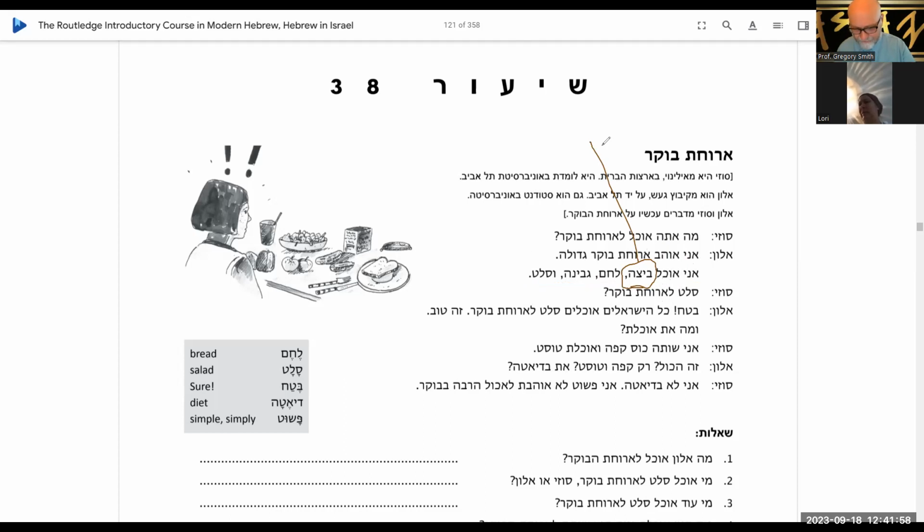Let's see here. Oh, it's an egg. ביצה. It's beitza. ביצה. Okay, so that accounts for the egg. And that's probably right there on the plate. So we've got the lechem, we've got the salad. Can you believe that? He eats salad for breakfast. I guess that's how it is in Israel.